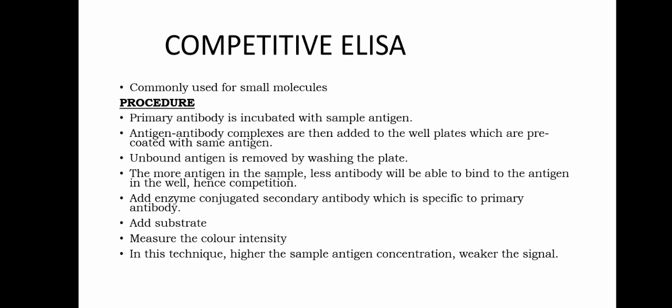Here, the higher the sample antigen concentration, the weaker the signal. If the concentration of antigen in the sample is higher, the antibody binds with that antigen, so that the antibody cannot bind with the antigen that is present in the plate. So if we add the secondary antibody, the color reaction product will be less.